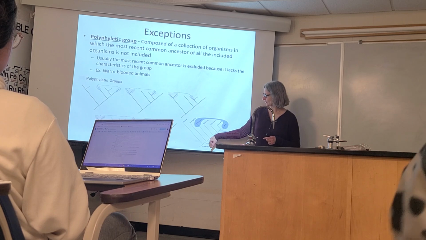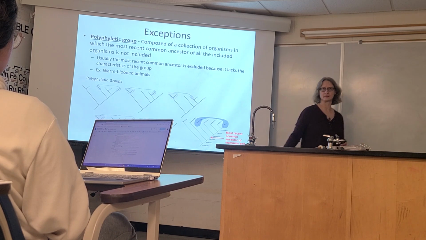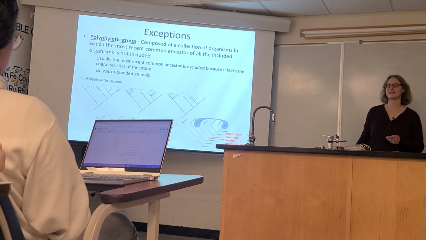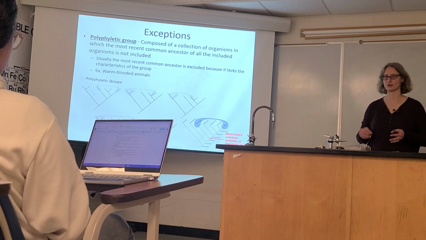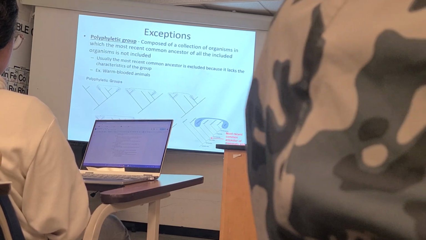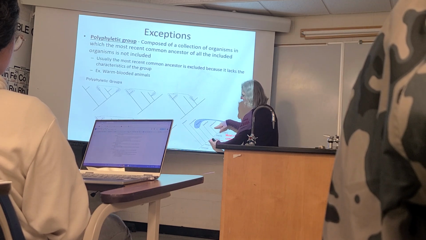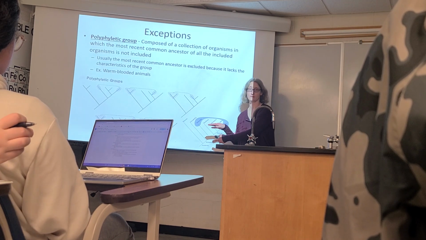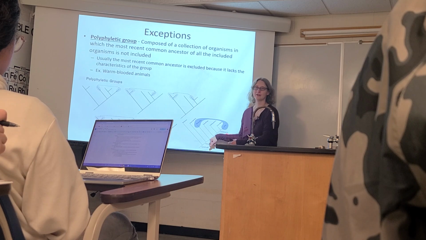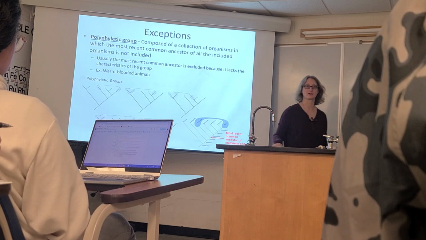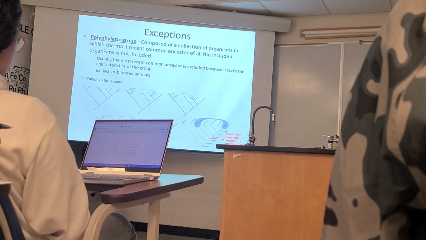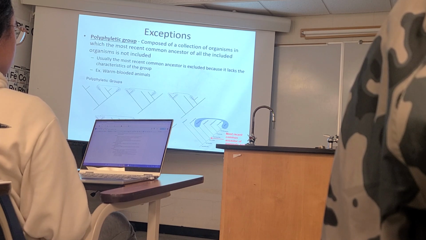But this ancestor right here was also not warm-blooded. It was cold-blooded. So because we're not including the ancestor, we can't call this a paraphyletic group. If we had circled that and just left these lineages off, it would have been a paraphyletic group. But because we left their ancestor out, it's not. It's called a polyphyletic group. This one is usually the harder one for students to grasp.